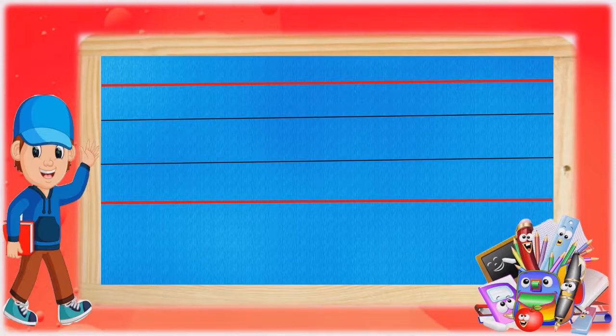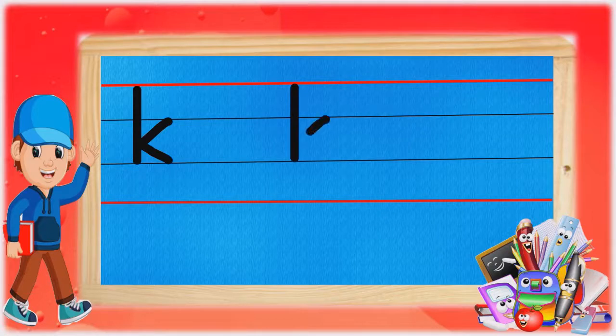Now we will write small k. Standing line with two small slanting line makes small k. Again we write standing line with two small slanting line makes small k.